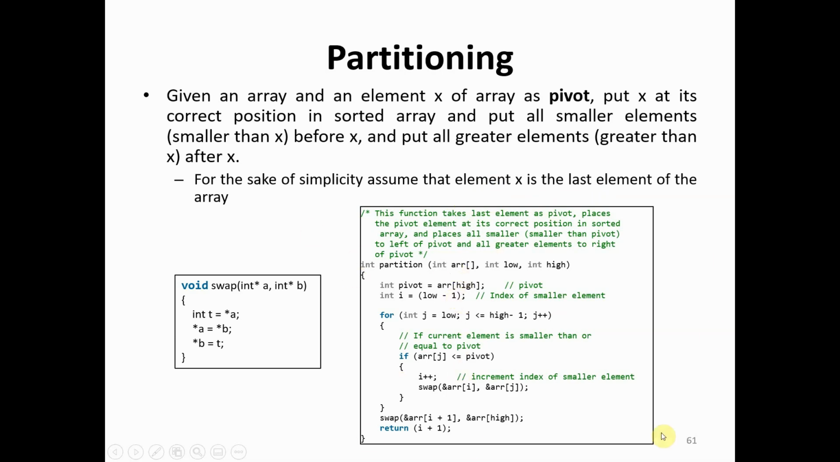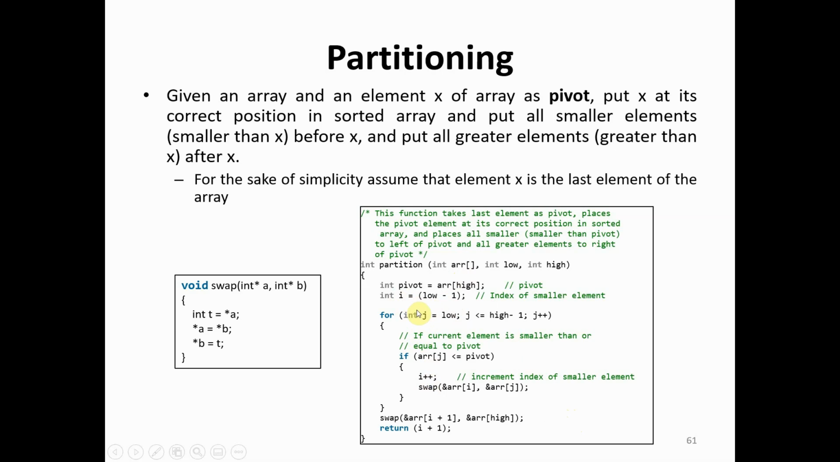Based on your C++ knowledge so far, you should be able to write this program. It's written for you here, but you should be able to do it yourself. What we do here is we basically have two indices, two variables. One is basically to count how many numbers are going to be smaller than the pivot.